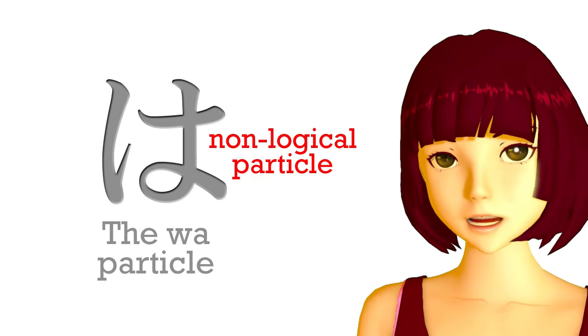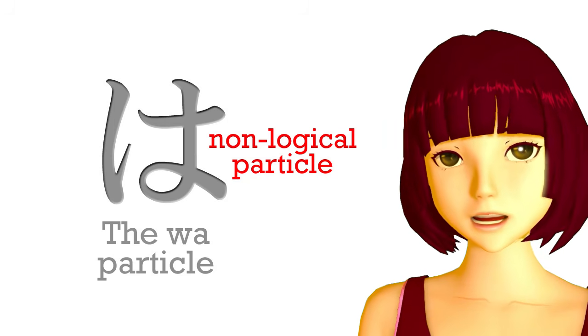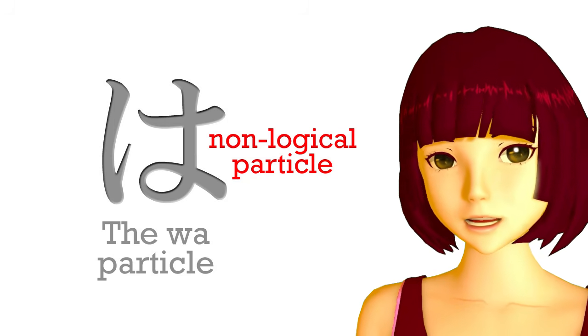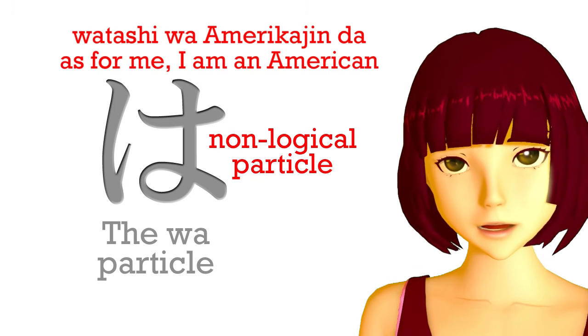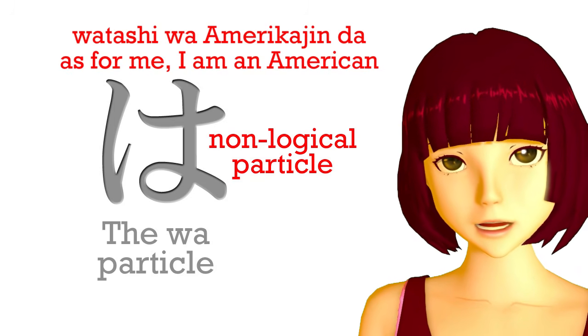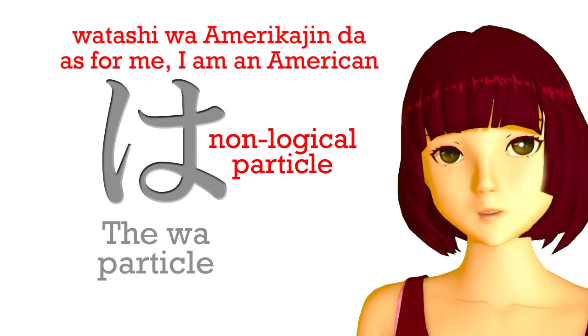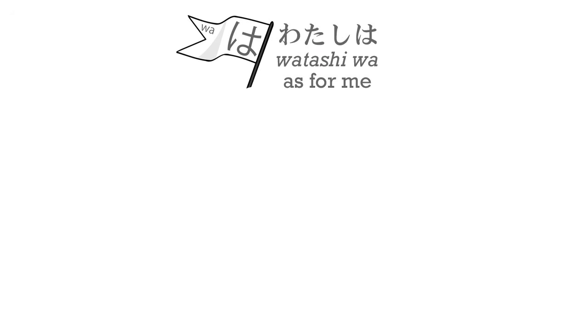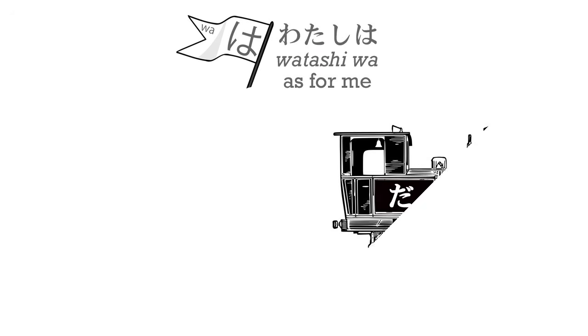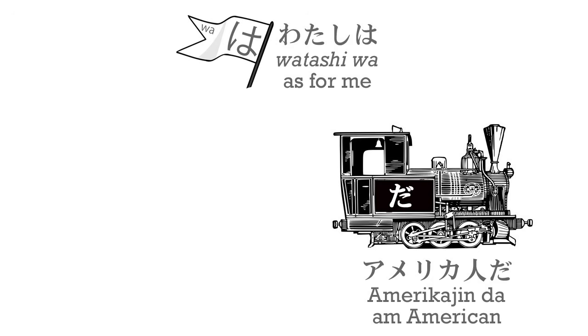Now, some of the textbooks will tell you that a sentence like Watashi wa Amerikajin da literally means as for me, I am an American, and that is exactly correct. If they would stick with that logic and carry it through, we wouldn't have the trouble we have. So, watashi wa means as for me. Amerikajin da means equal American, or am American.